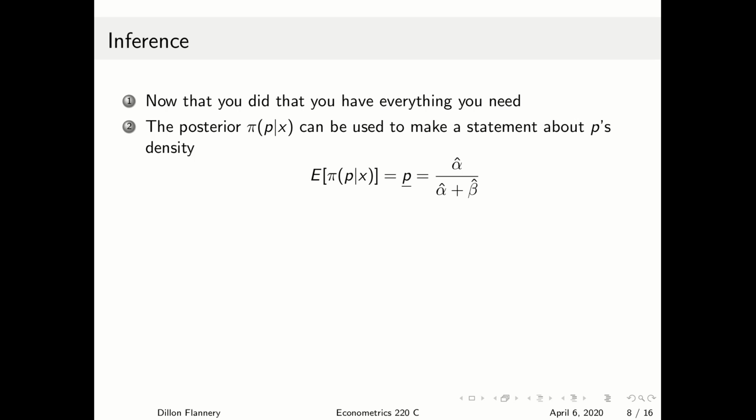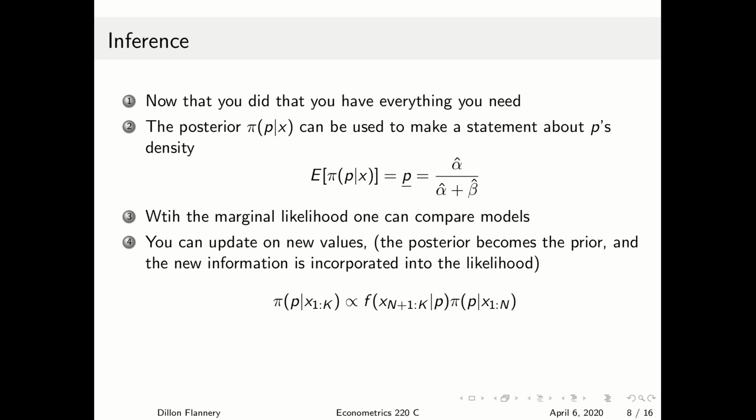You can use the posterior distribution to say something about p's density. For instance, you can take an expectation and get an estimate of the probability of a head or a tails, and it will be the mean of a beta distribution, which is this. And with the marginal likelihood, you can compare models, which we'll learn about later, do some model comparison. And you can update on new values. So if you get another set of x's, you can update your previous understanding of p with the new sample.